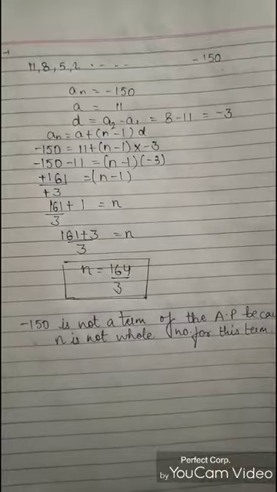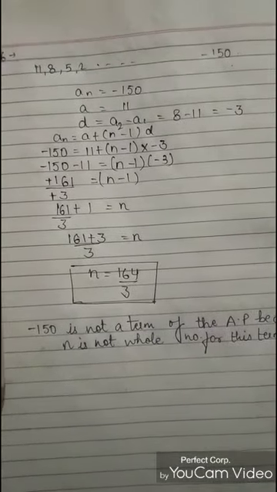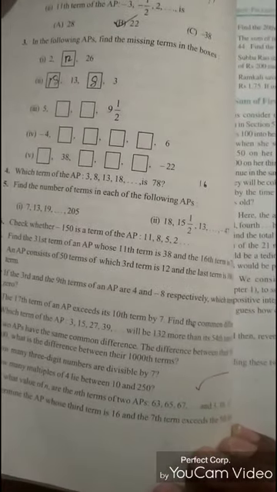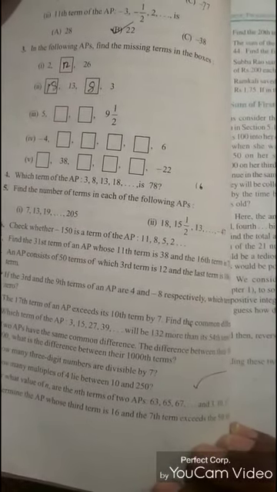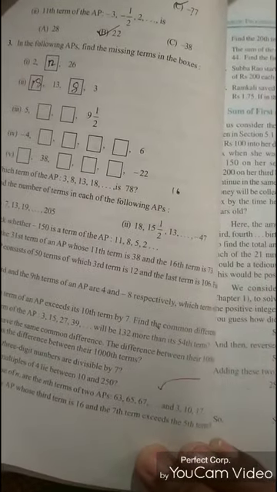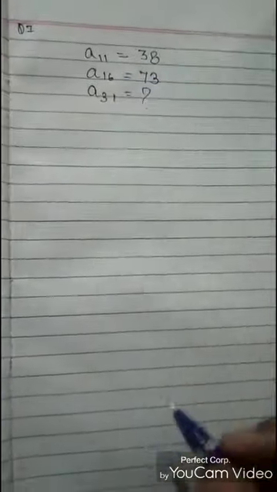Okay, now next question, number 7. Find the 31st term of an AP. We have to find the 31st term, A31, whose 11th term is given to us and 16th term is given to us. So start solving. In this, the 11th term, A11, is 38, and the 16th term is 73, and A31 we have to find.